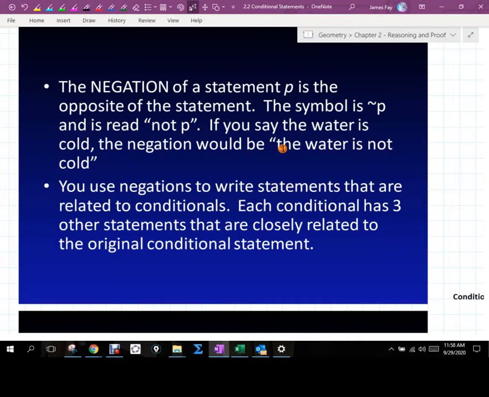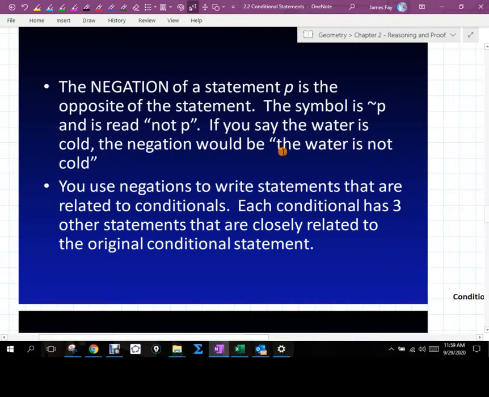It says you use negations to write statements that are related to conditionals. The one thing I want to make sure you understand is that when you insert the word not, because they're going to tell you to negate the hypothesis, which is the if part, or negate the conclusion, which is the then part, you don't just put not haphazardly anywhere. You have to put it in there so that it makes grammatical sense. So if I say the water is cold, I would not say not the water is cold or the not water is cold. Does that make sense? I need the water is not cold. That's the most logical, grammatically correct place to put it. So just be aware of those things.